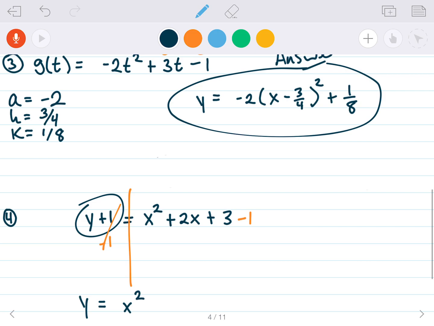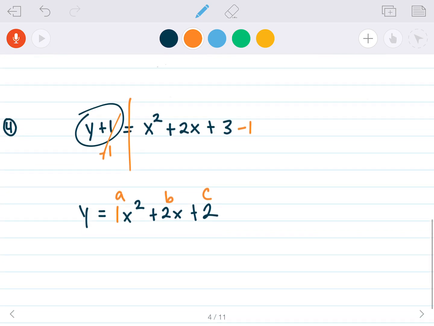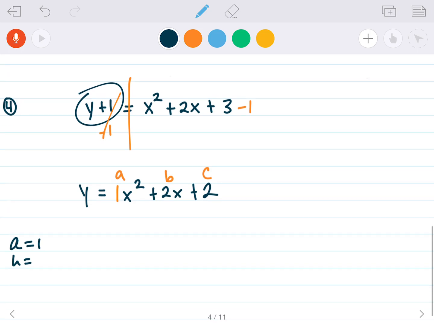I get x squared plus 2x. 3 minus 1 is a positive 2. So this is my answer in standard form. And we can see that a is 1, b is 2, and c is also 2. So we can see that a is 1, so that's our a. Now we need h and k. So again, h is going to be -b over 2a. So we have -2 over 2 times 1. Simplifying this out, I get -1. -2 divided by 2. So that's h, -1.